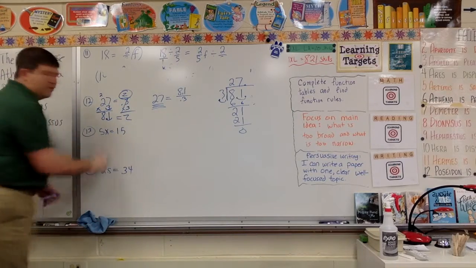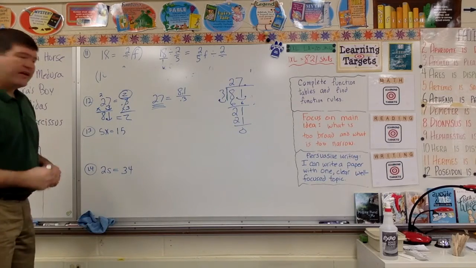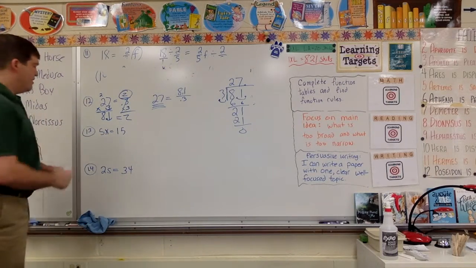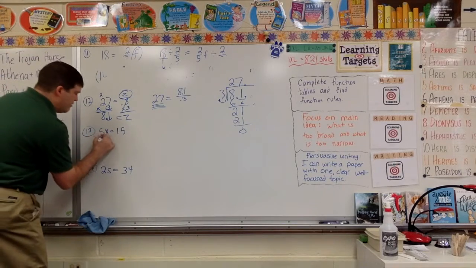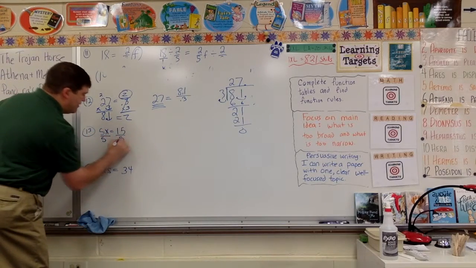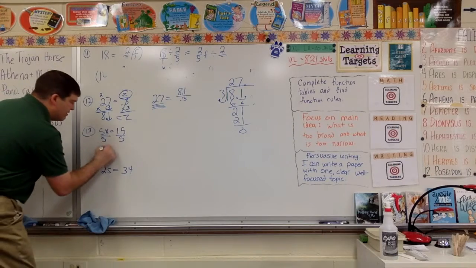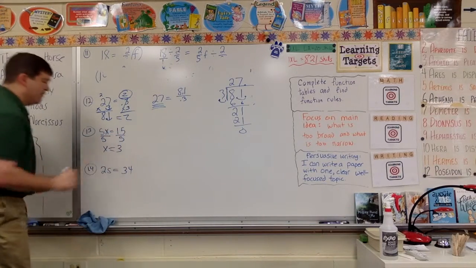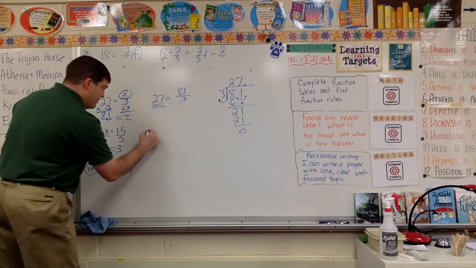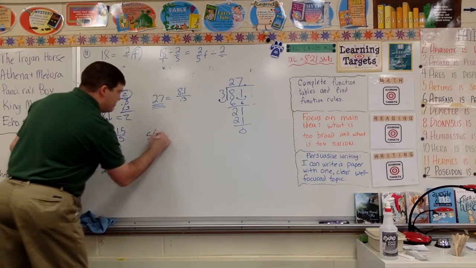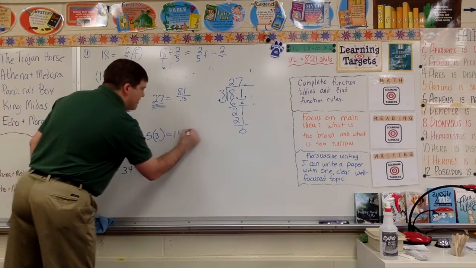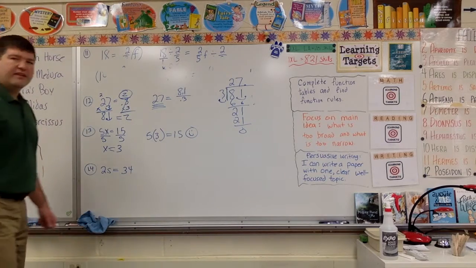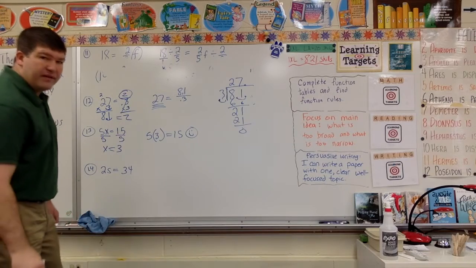This one, you look at it, you can almost figure it out in your head. 5 times what equals 15? We know it's 3. But it's a times, so I'm going to divide each side by 5. When I do that, this gives me x. 15 divided by 5 gets me 3. I put it in there. 5 times 3. If that equals 15, we're all good, and it does. You know that, I know that, we all know that.